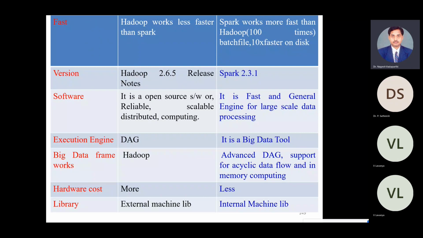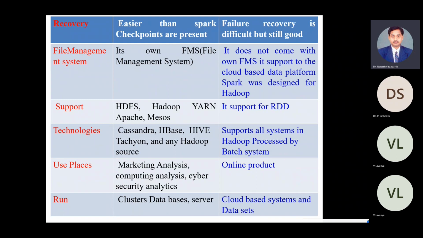Library is a parameter. In Hadoop framework we can use an external machine library, whereas in Spark we can use an internal machine library. Next parameter is recovery.